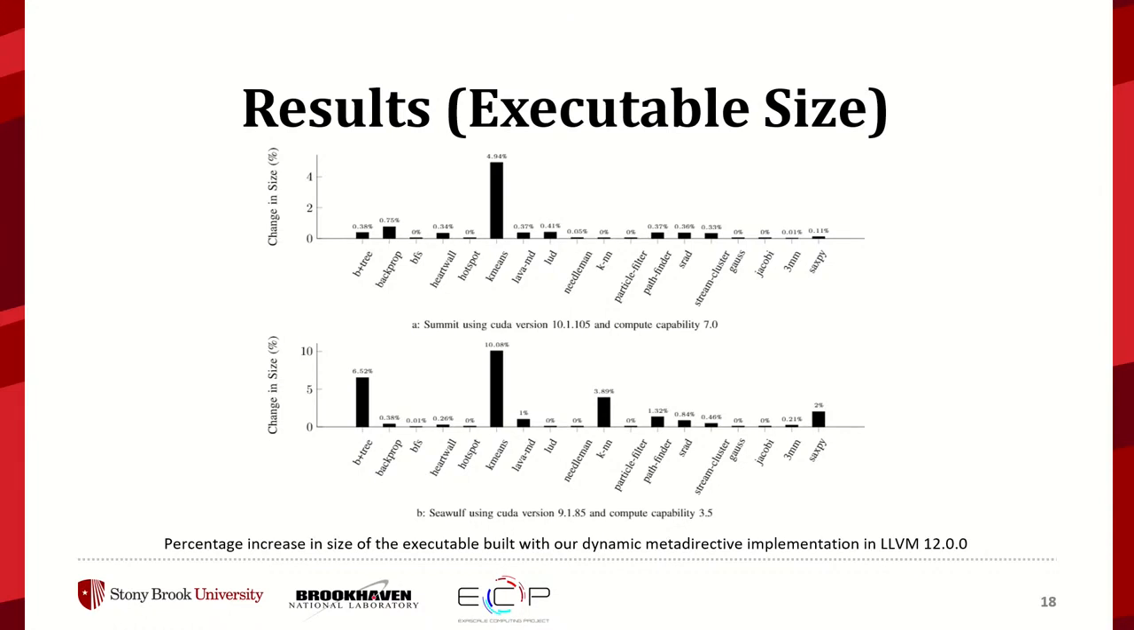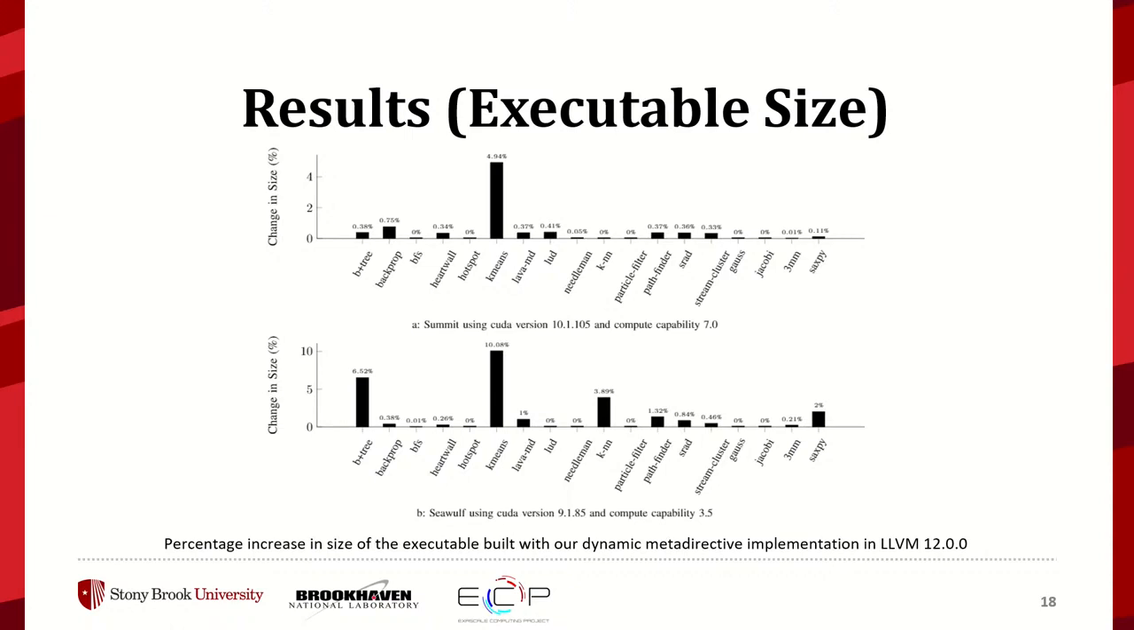For some applications like BFS, Hotspot, Jacobi, etc., this change is less than 0.01%. Hence, it is shown as 0% in the figure. On Summit, the maximum difference is 4.94%, while on Seawolf it is 10.08%, both for the same application, k-means.